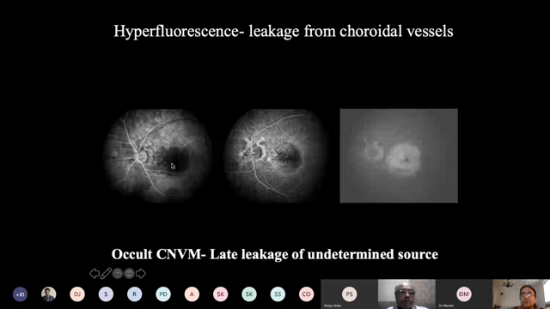So what is happening is that you are dealing with a hyperfluorescence which is suddenly appearing. You don't know what the source of this hyperfluorescence is. It is in the central area. And the leakage is happening from the choroidal vessels. This is very classically described in an occult CNVM, where you don't know the source of this particular leakage. It's originating from choroidal vessels, and it's described as late leakage of an undetermined source.